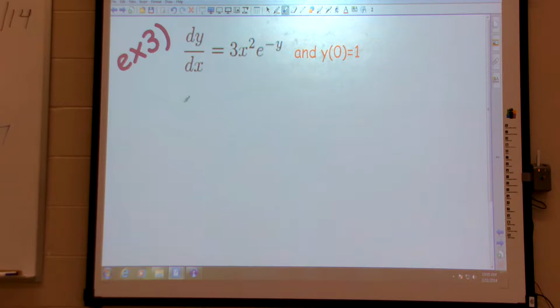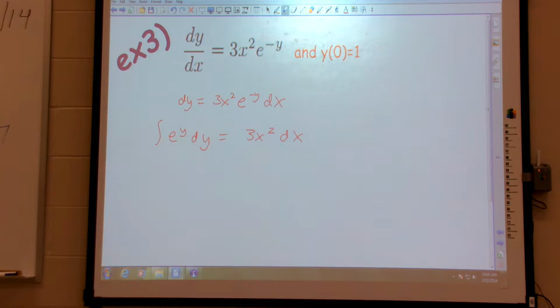Need to work on, so let's multiply both sides by dx. With me there? Now how do I get my y term over? Divide. So you really have 1 over e to the negative y, which is e to the y. With me there? Now that I have x's and dx's on one side, y and dy on the other, what do I do?